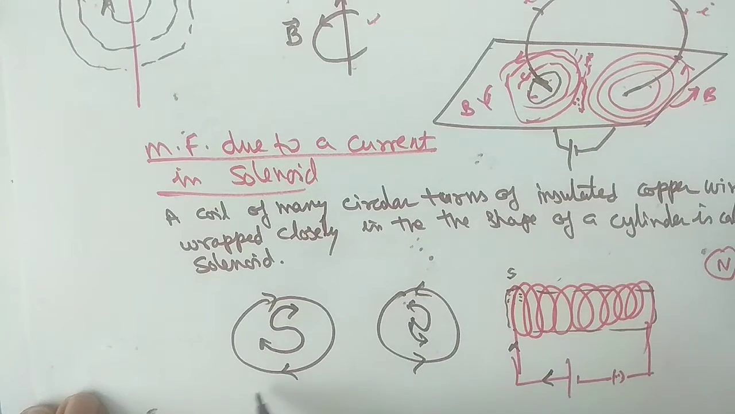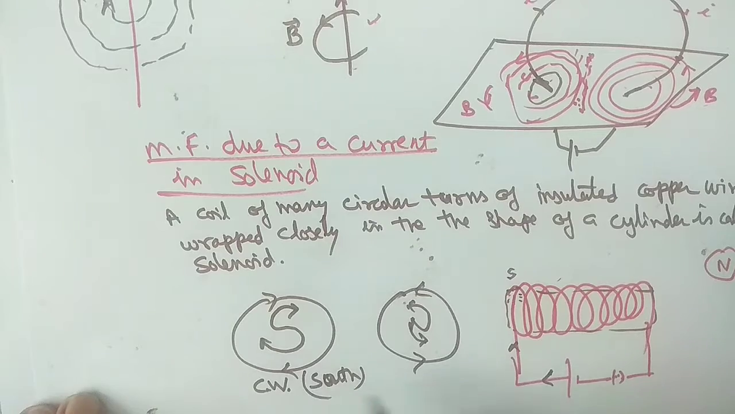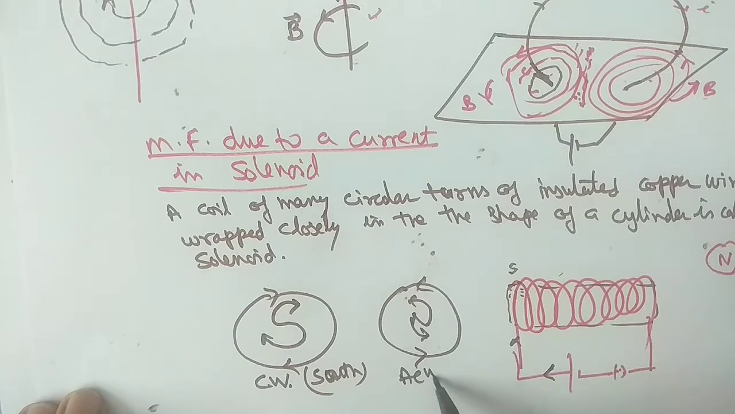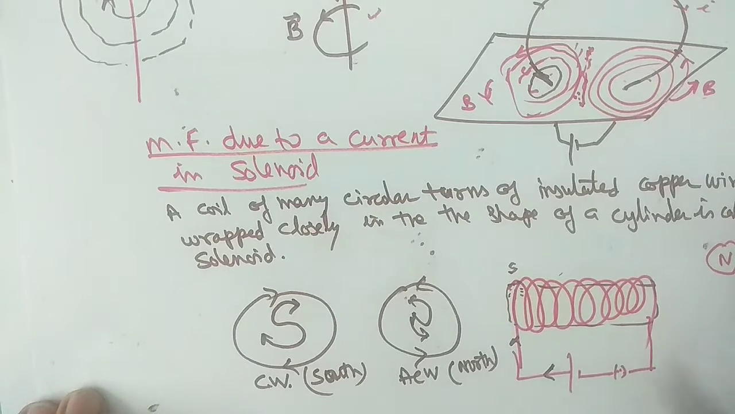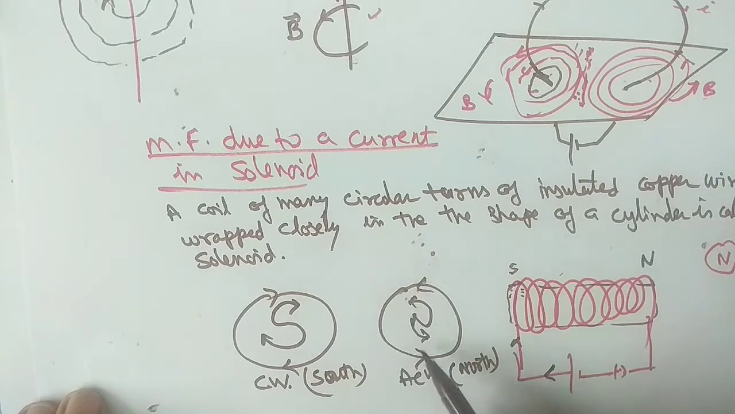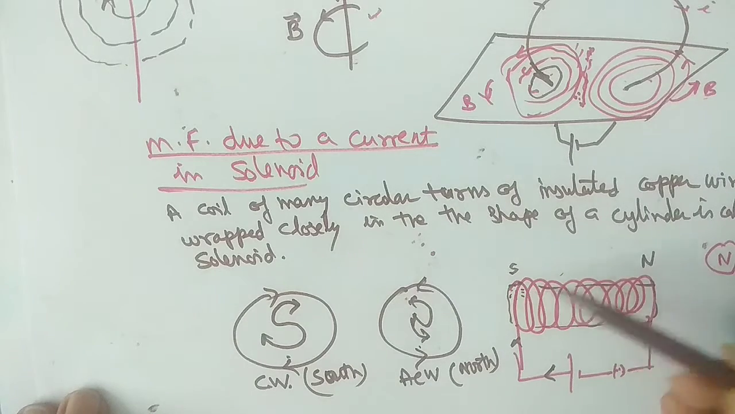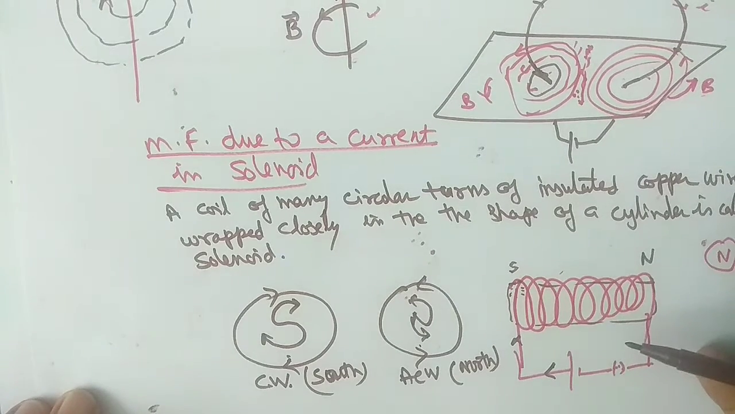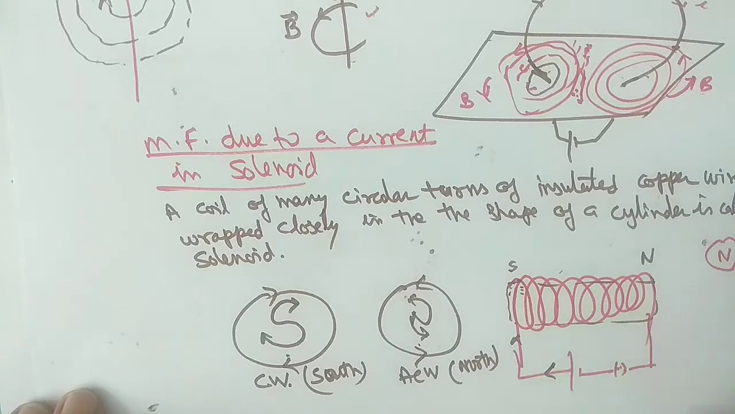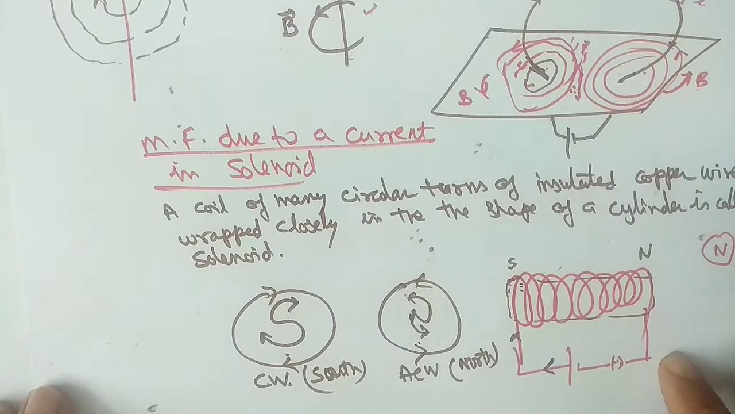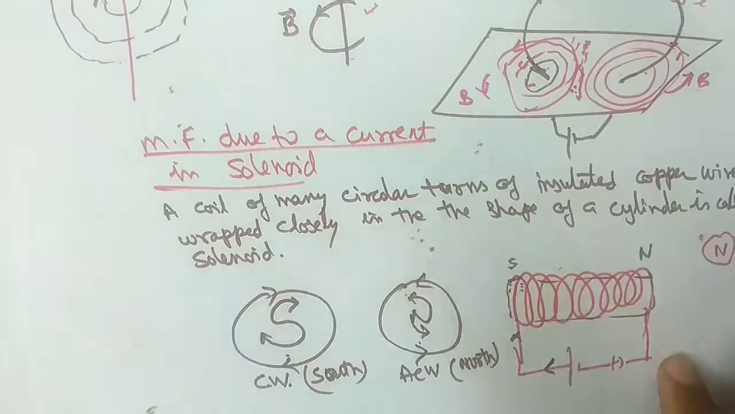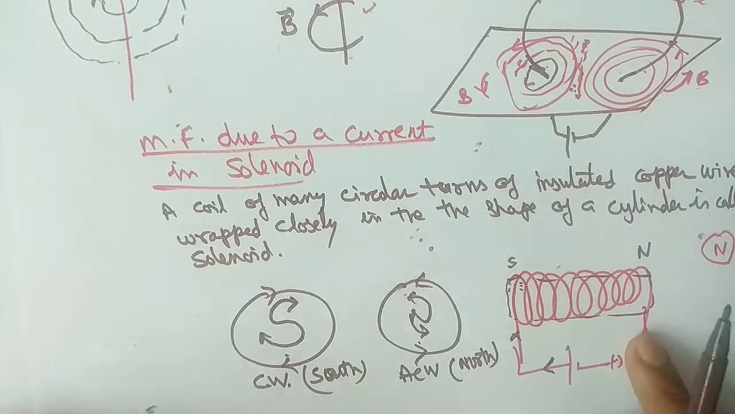So remember, clockwise is south, and anti-clockwise is north. So here it is the north and here it is the south. This is the solenoid, and we can distinguish the poles because it has all the properties of a magnet.